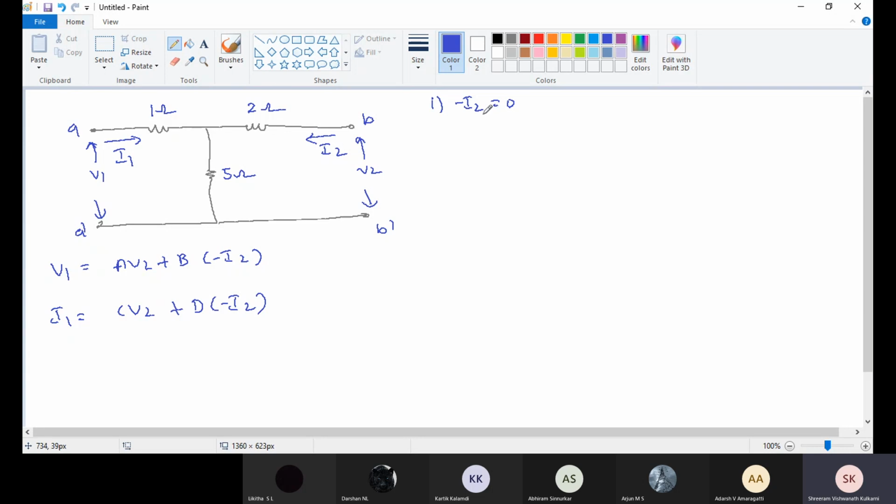What will happen if I put I2 equal to 0? Where V2 equals 5 I1. If I2 is 0, then V2 equals 5 I1.